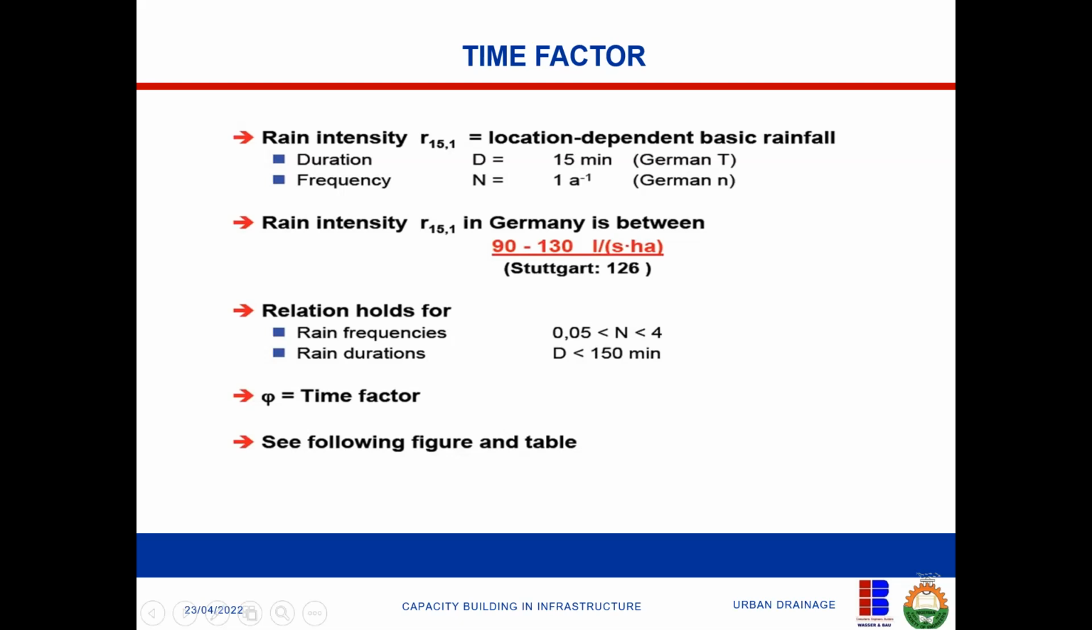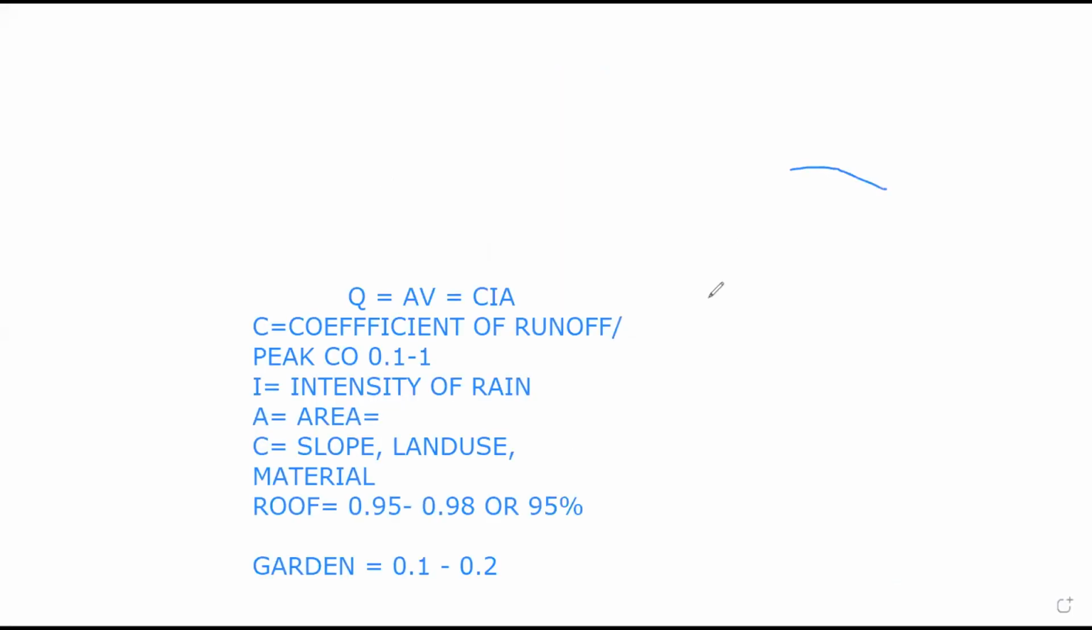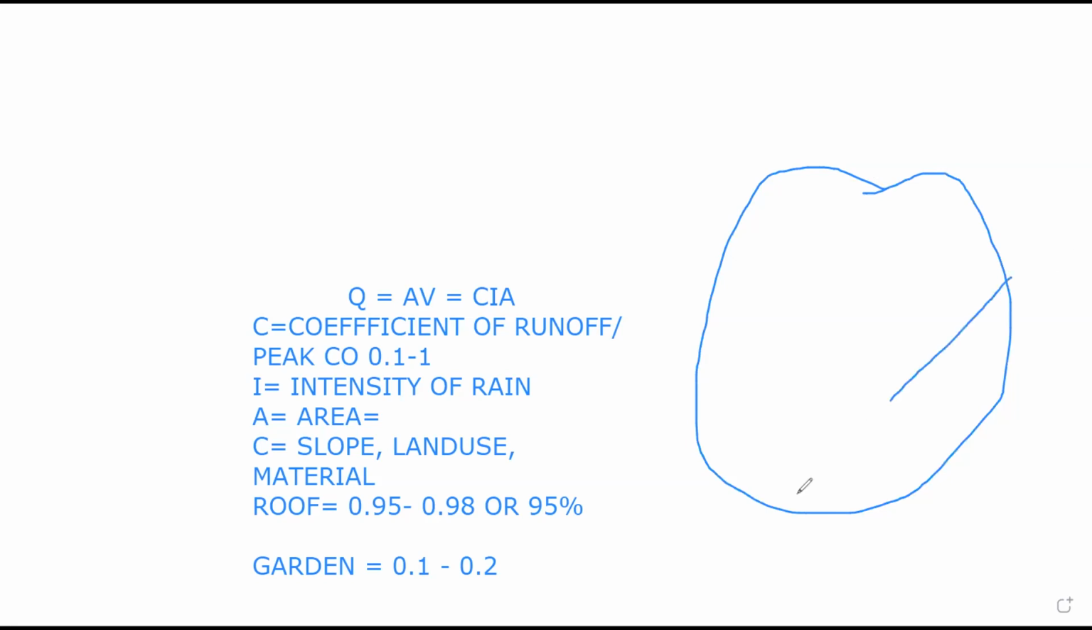If I draw, let me use a chart and explain it. If this is a catchment, and here is a drain, maximum runoff will only occur when all these places are wetted, and when the distance of travel between this place and this place is no more than 10 to 15 minutes. That's just what it means.